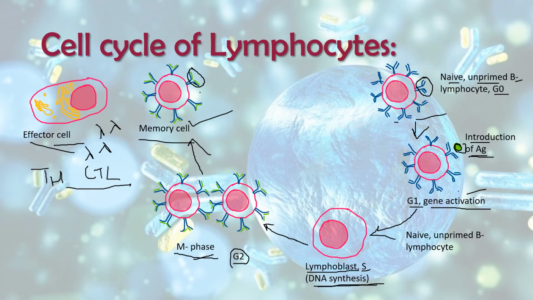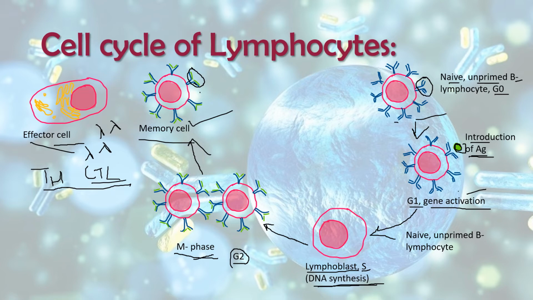In the case of B lymphocytes, the effector cell is known as the plasma cell, which is the production house of antibodies. They produce so many antibodies which are helpful in eliminating the antigens. But in the case of T cells, they differentiate into either helper T cells or cytotoxic T lymphocytes, or CTL cells. In both cases, the memory cell is formed, and the memory cell is specific to the particular antigen which was introduced during gene activation from the G0 phase.